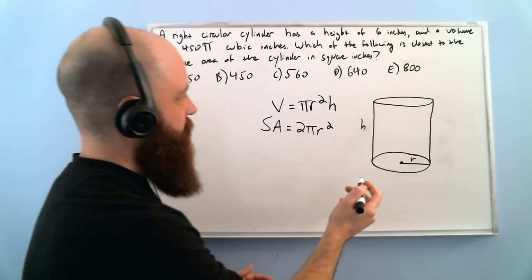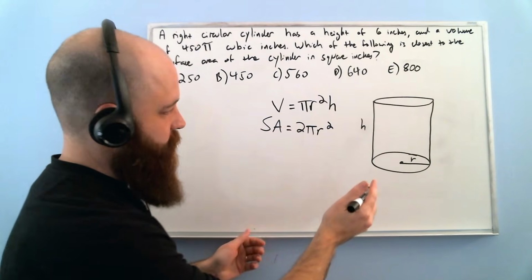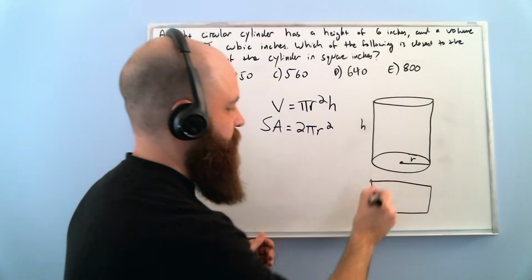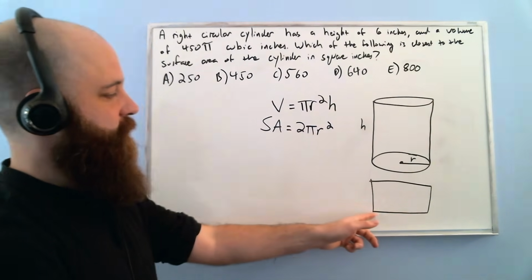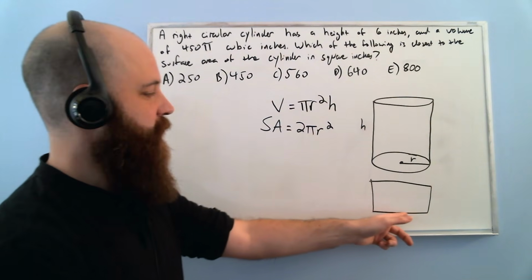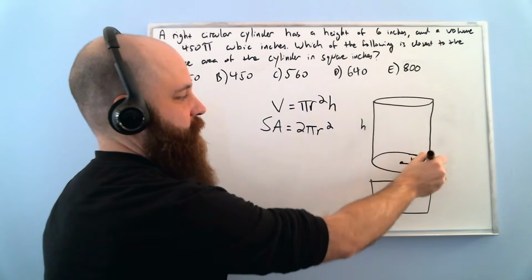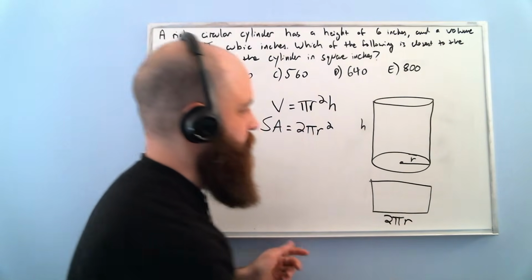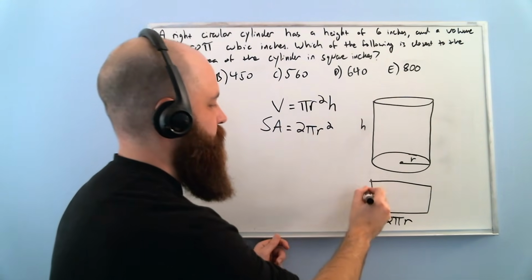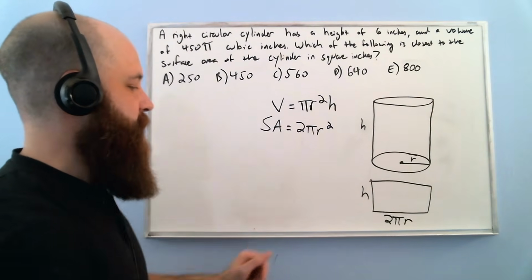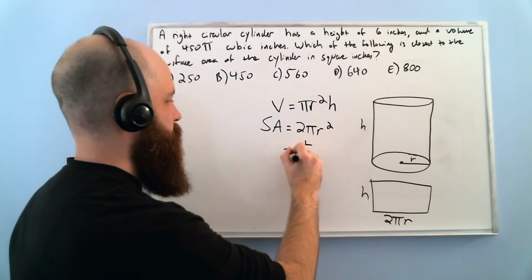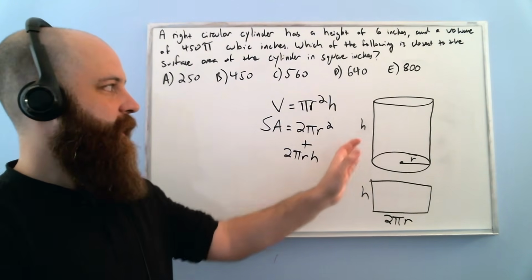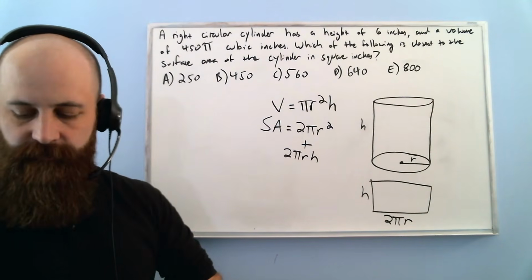Well, how do I get that area? If you think of it as a label on a soup can, and you peel it off, the shape you'd be left with would be a rectangle. If we think of that as the length of the rectangle, how long is that? It's whatever the circumference of that circle is. So the length of this rectangle is 2 pi r. The other side of the label is just the height of the cylinder. So the area is 2 pi r times h. That gives me the surface area, in other words, the area of the outside of that cylinder.